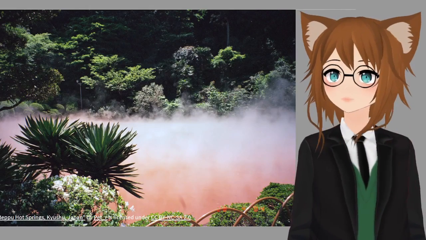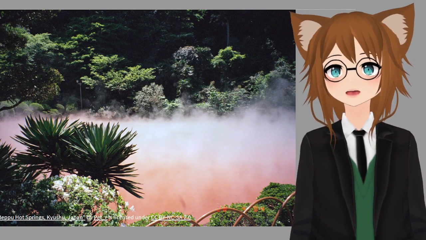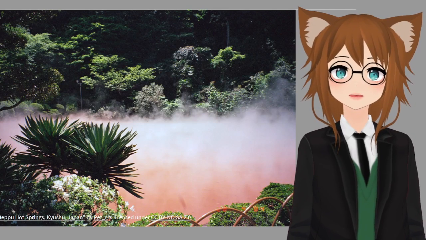So those are the types of minerals that you may encounter in an onsen. How long can you soak in an onsen?